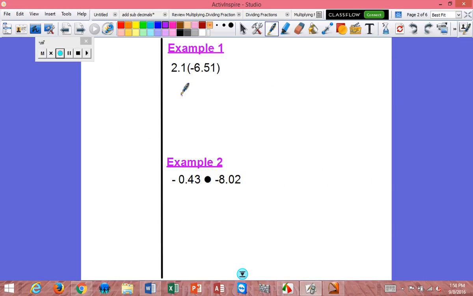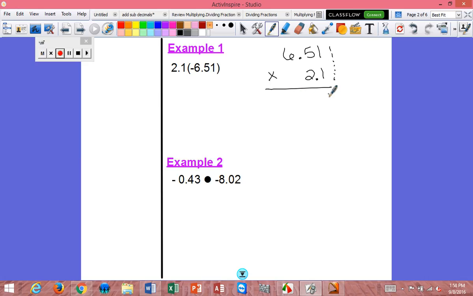Alright, example 1, we have 2.1 times -6.51. I'm going to worry about the sign at the very end. When we multiply decimals, we do not have to line up the decimals, but we do want to make sure we have everything lined up on the right. So I'm treating it just like it was 651 times 21. Alright, and now we're going to do our multiplication.